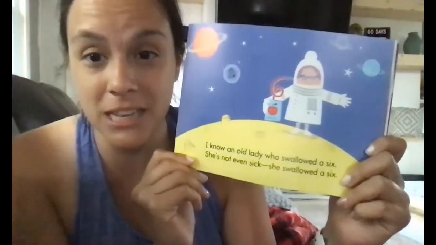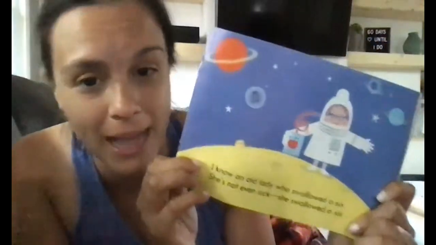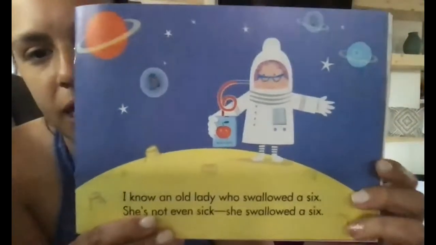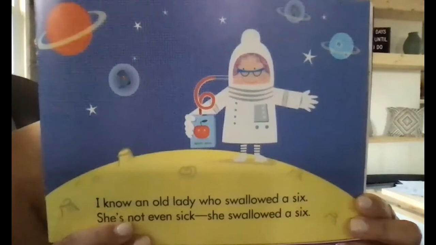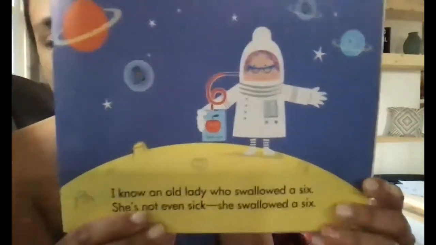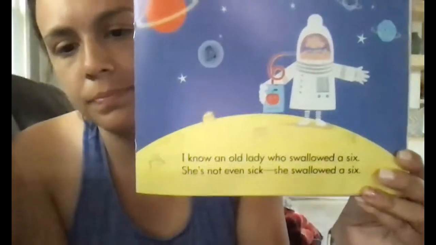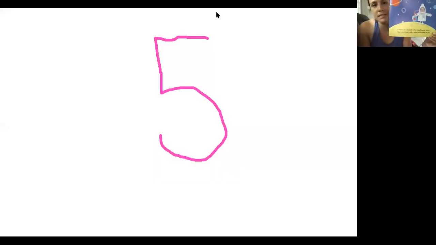All right, so we're at the number 6. I'm going to need 2 hands now. So I have 1, 2, 3, 4, 5, 6. All right, see if you can find the 6 in this picture. Let me give you a hint, in case you don't remember what a 6 looks like. All right.